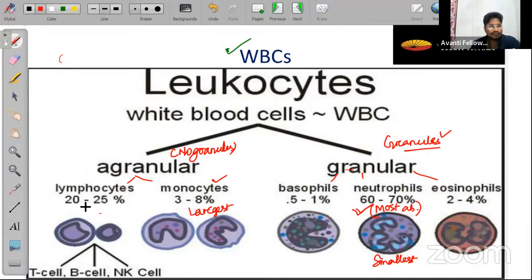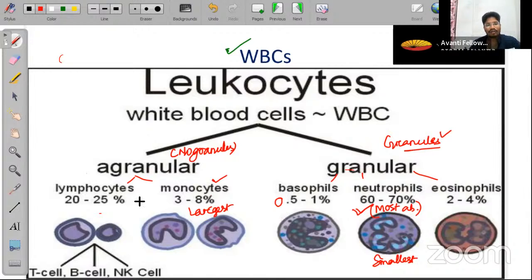Okay, lymphocytes are present at 20 to 25% of the total WBC content, 3 to 8% monocytes, 0.5 to 1% basophils, okay, neutrophils 60 to 70%, eosinophils 2 to 4%, okay.